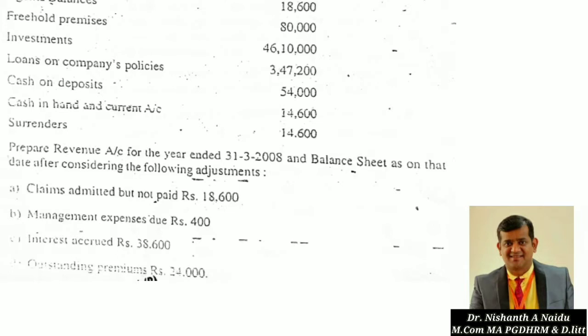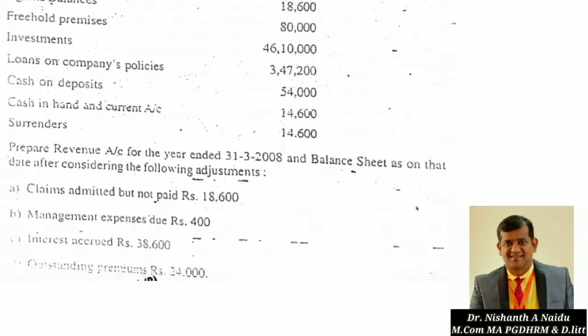First adjustment. Adjustment number 2, management expenses due rupees 400. See, management expenses will come under what? Which schedule? Under expenditure, under operating expenses. Correct. So operating expenses is schedule number 3. So in schedule number 3 add, and you should reflect this expenditure also in schedule number 13. Clear? Under current liability.